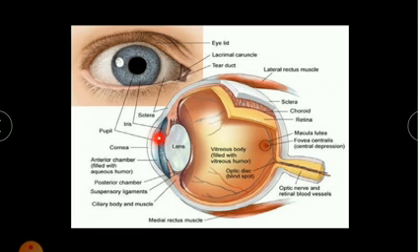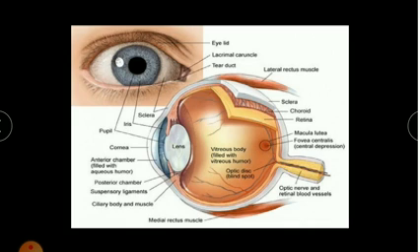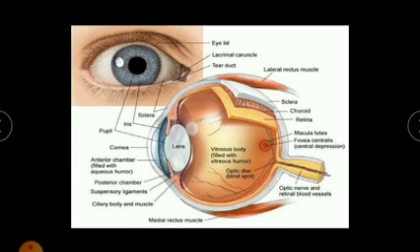Now, behind the eye lens, I have another part that is known as the chamber or vitreous body. Again, vitreous body is a fluid-like substance. It is filled with water, and its refractive index is similar to aqueous humor. It is a watery body. The vitreous humor refractive index is 1.337.